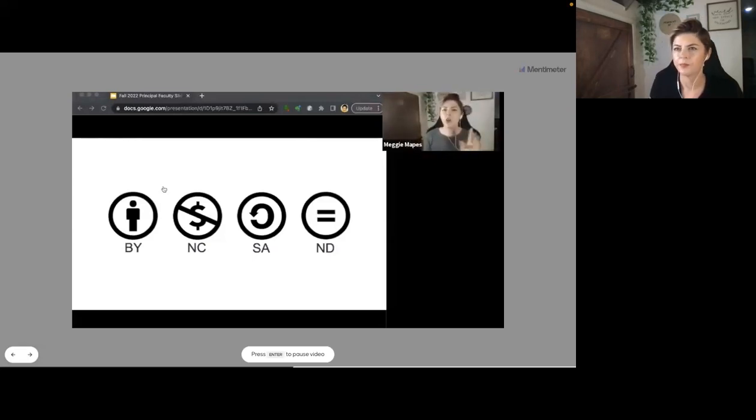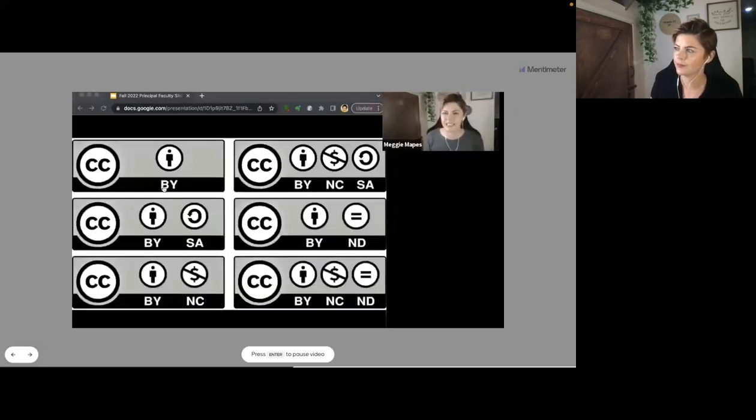And each of these four components can create a combination of six different licenses. And so, of course, the one on the top left is the most open. A CC BY license is, again, you can do anything you'd like with the work, but you just have to make sure that you give credit or you give attribution.